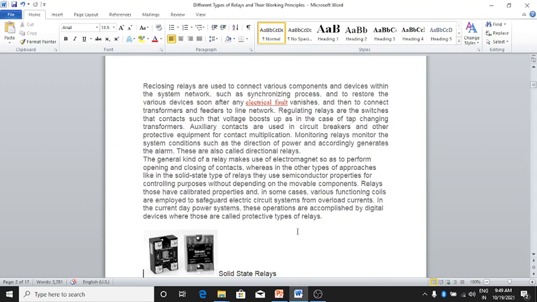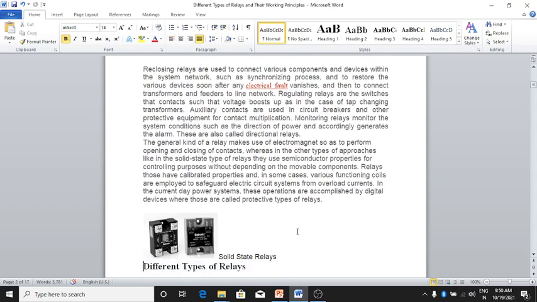Relays have calibrated properties, and in some cases various functioning coils are employed to safeguard the electric circuit system from overload current. In the current day power system, these operations are accomplished by digital devices, which are called protective relays. Protective relays calculate the overload current. In the current day power system, these are the solid state relays.